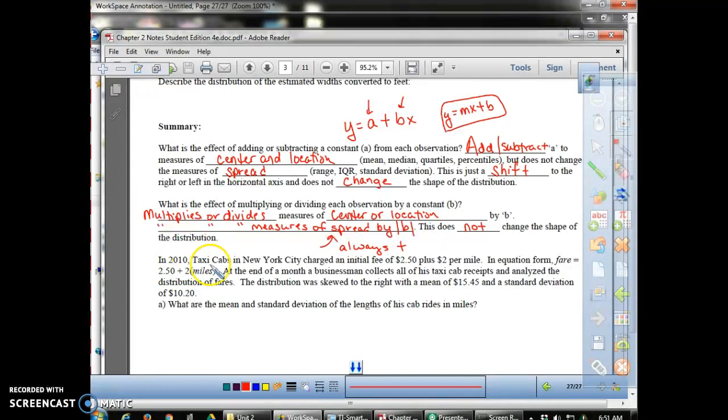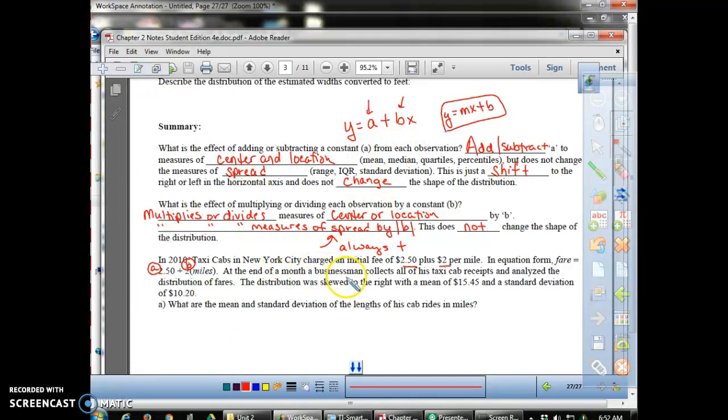In 2010, taxi cabs in New York City charged an initial fee of $2.50 plus $2 per mile. So it's like a flat fee of $2.50 and then $2 per mile. In equation form, fare is equal to $2.50 plus 2 times miles. So you can see this would be your A value here, the $2.50, and then B would be your $2. So putting it in this form here.